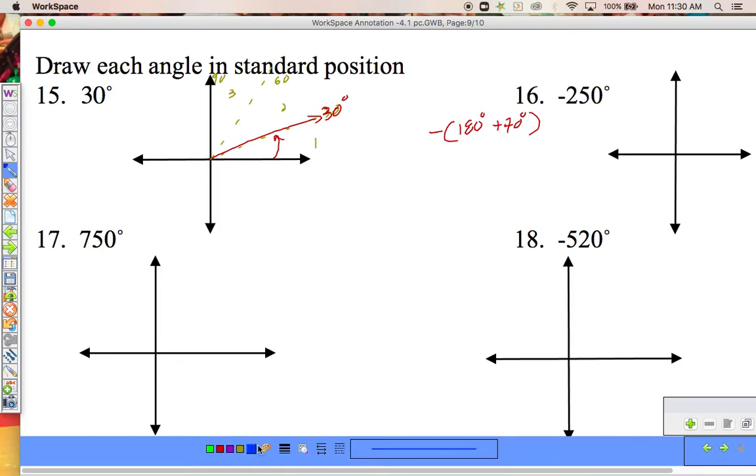So to draw this, what I would say is I'm going to rotate down 180 degrees, and then I need to go an additional 70. Okay, if I went an additional 90, I'm going to erase this in a second, I go all the way to the top. But I don't want to go all the way. I only want to go 70 of those 90, so I'm going to say I'm going to stop approximately, let's call it here.